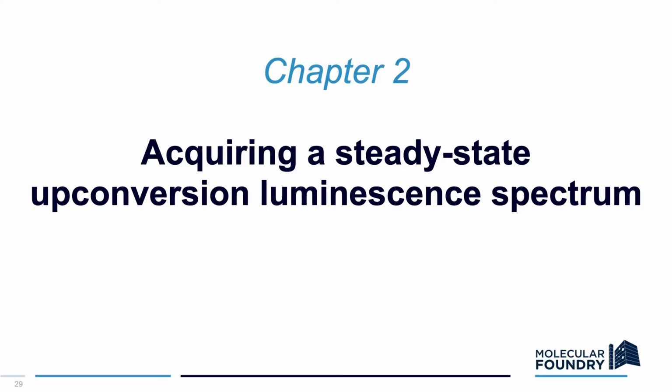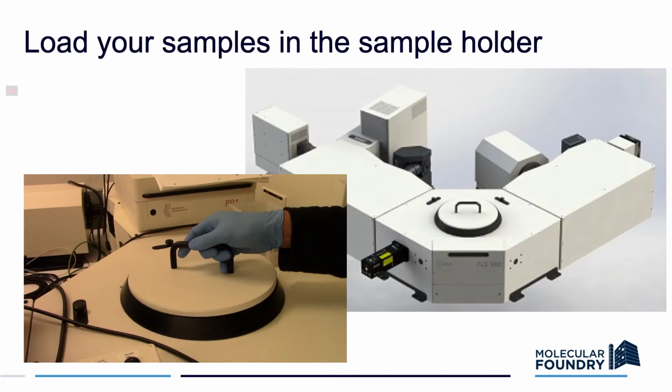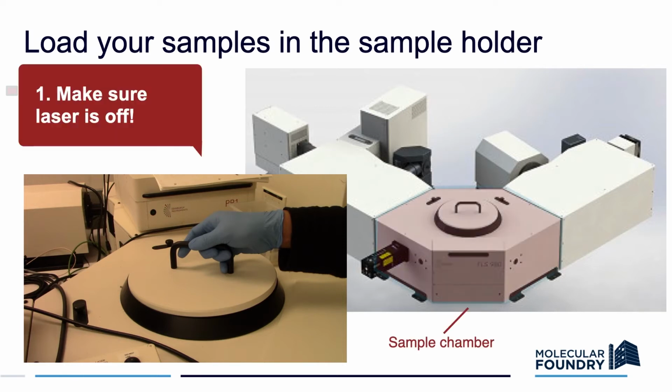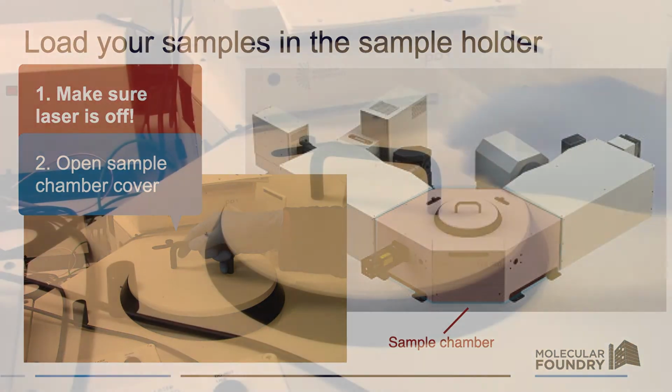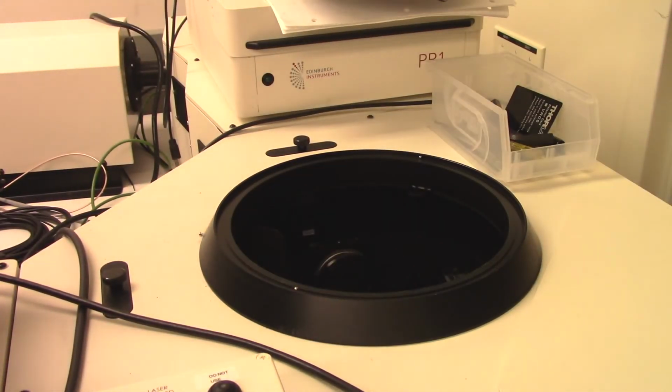Chapter 2, Acquiring Steady-State Upconversion Luminescence Spectra. So now we're ready to measure spectra of our samples. We need to load our samples into the sample holder. First, we're going to make sure the laser is off. Then we'll open the sample chamber cover shown here.